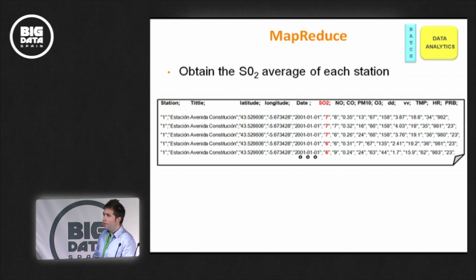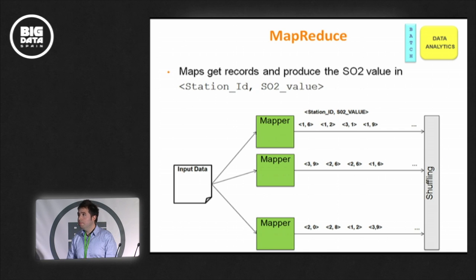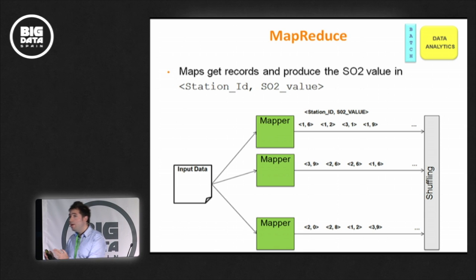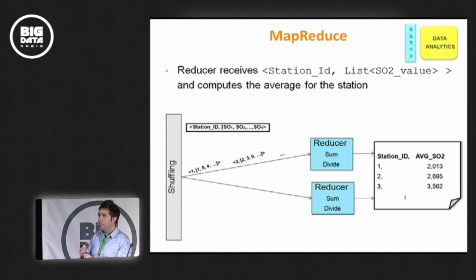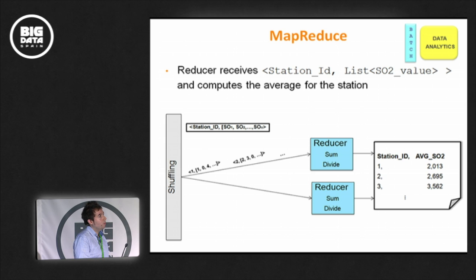And we use MapReduce in our air quality system in order to obtain the sulfur dioxide average of each station. Sulfur dioxide is one of the measures we obtain coming from the sensors. The map function basically creates a key-value tuple with each element, where the key is the station ID and the value is the measure of the sulfur dioxide of this station. Reduce is very easy. It receives all values from the same station, just sums up all elements and divides by the total number of elements. And we obtain a result, something like this.